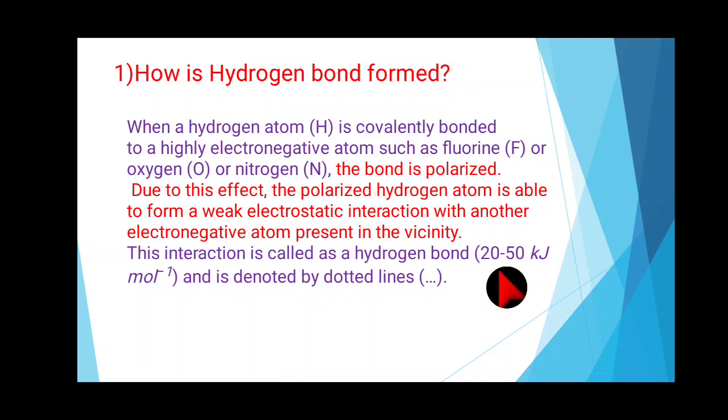Actually, how much kilojoule per mole? 20 to 50 kilojoule per mole. It is usually denoted by a dotted line. The hydrogen bond is mentioned with a dotted line in the structure.